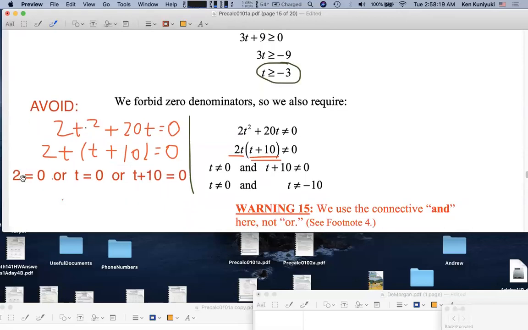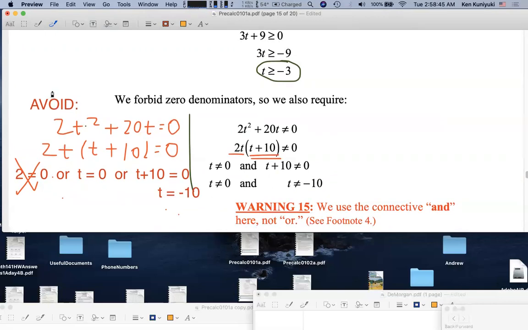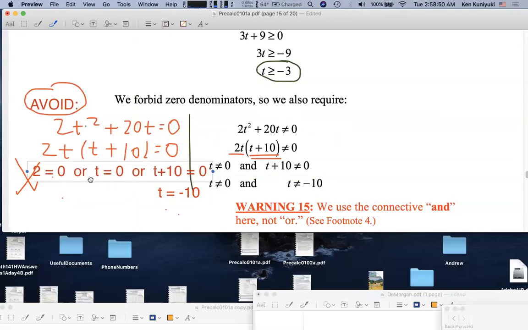Well, 2 never equals 0. I can zap that. That's a dead end. Okay? Or t equals 0, or subtract 10 from both sides, t equals negative 10. So is that the domain? t equals 0, t equals negative 10? No, no, no, no, no. These are the bad guys. We have to avoid t equals 0 or t equals negative 10.